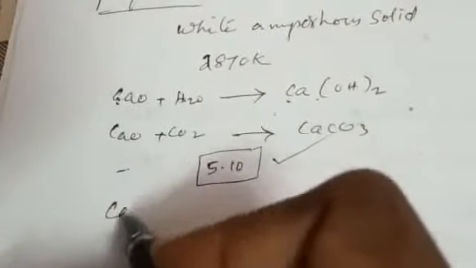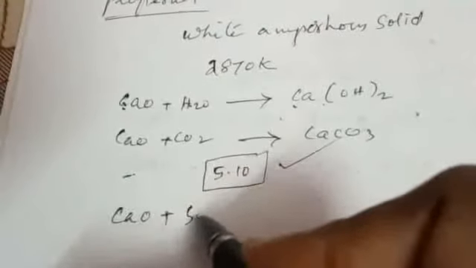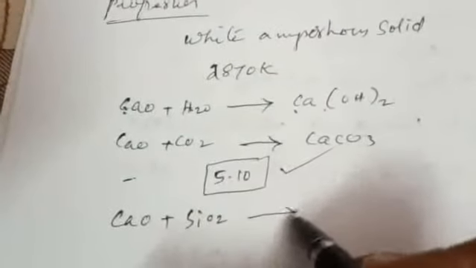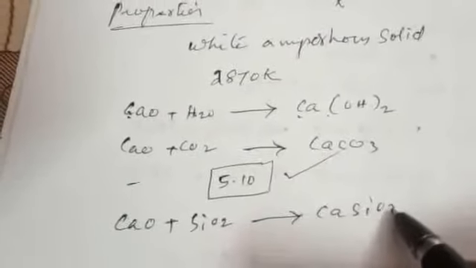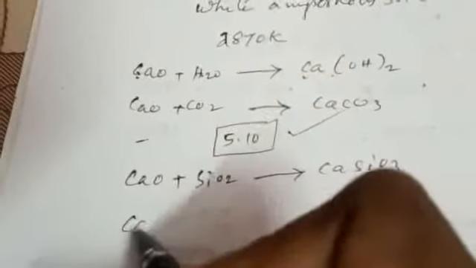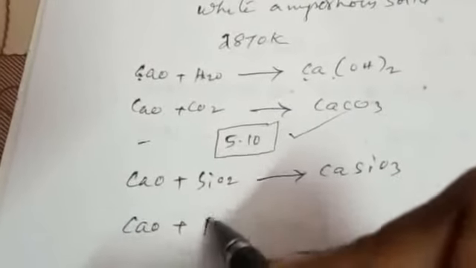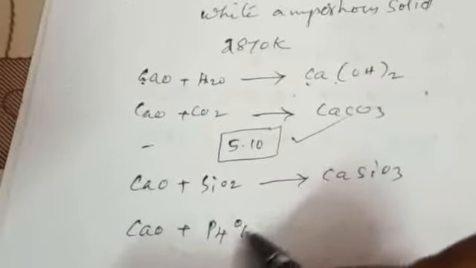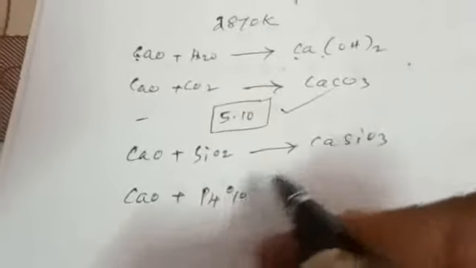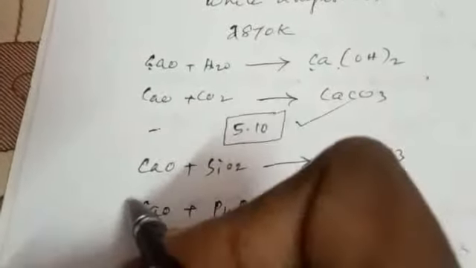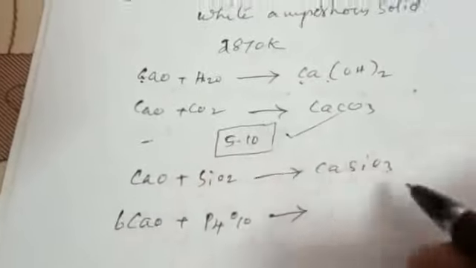Calcium oxide reacts with silica. What happens? Calcium silicate is obtained in an addition reaction. Calcium oxide reacts with phosphorus pentoxide, that means P2O5. How many times taken? 6 times.